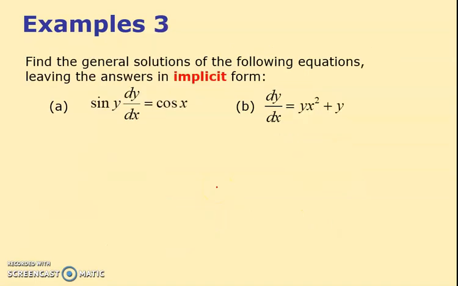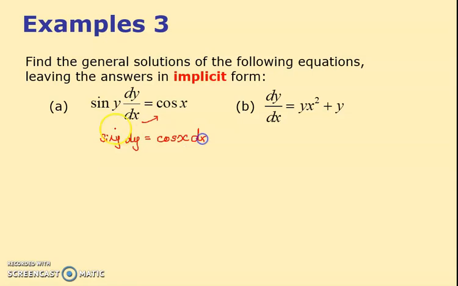Perfect. So find general solutions for these. Now these are written in implicit form, so leave the answers in implicit form as well. Implicit basically means it doesn't say y equals, or dy by dx equals. It just says leave it as you find it. So first things first, let's try to split this up to separate the variables. The dx is going to go over there. That will give me sine y dy equals cos x dx.